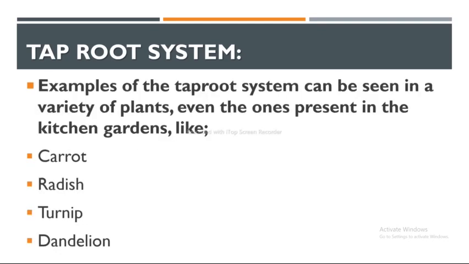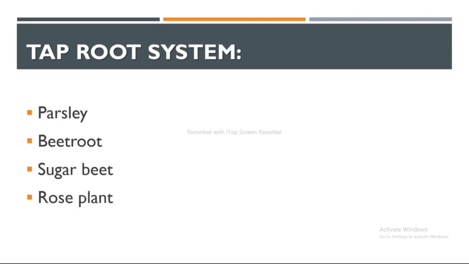Examples of the taproot system can be seen in a variety of plants, even the ones present in kitchen gardens, like the carrot, radish, turnip, dandelion, parsley, beetroot, sugar beet, and rose plant.